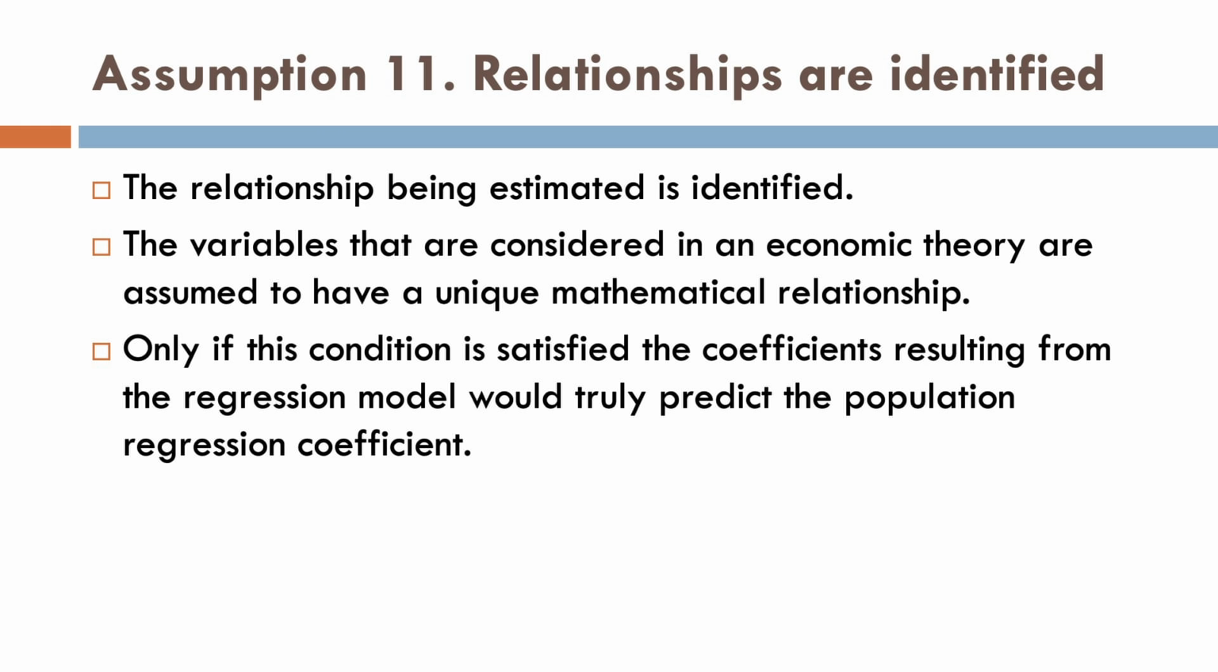The variables that are considered in the economic theory are assumed to have a unique mathematical relationship. Only if this condition is satisfied, the coefficients resulting from the regression model would truly predict the population regression coefficient.